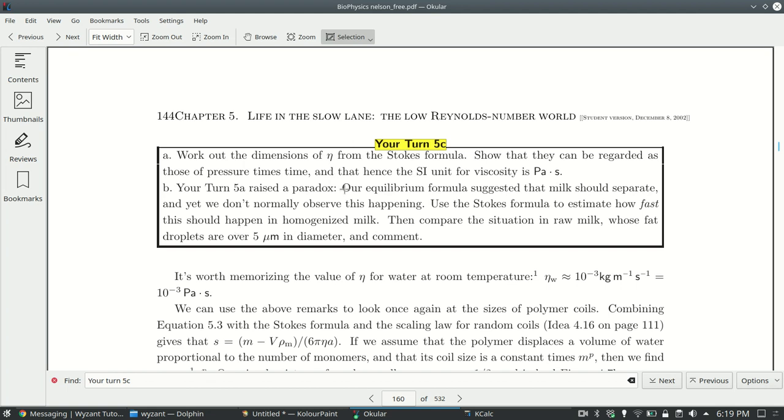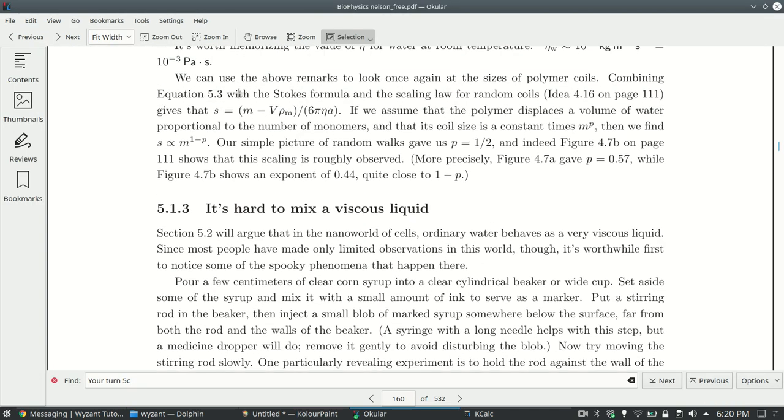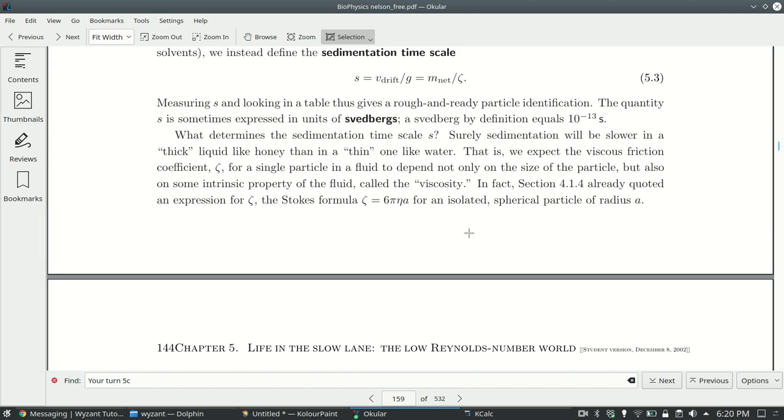Okay, so let's see. Stokes formula. What is going to be the eta? So a is going to be the radius, right? Is that what we said here? We have called a the radius. Yes. So we've called the radius a, and eta. What can we use for eta? Okay, I need to look for what we use as eta, so I'm going to pause the video.